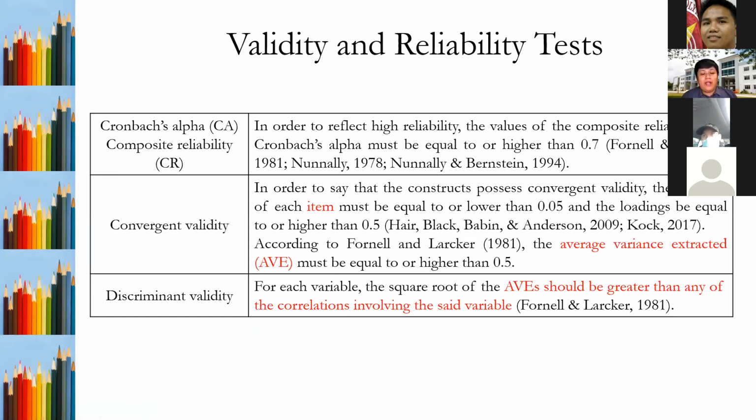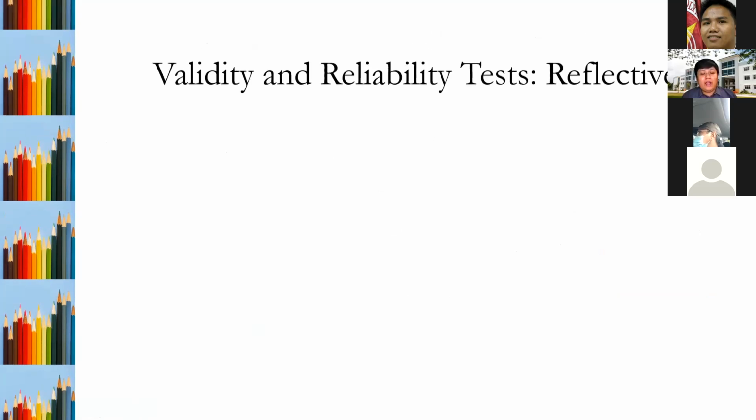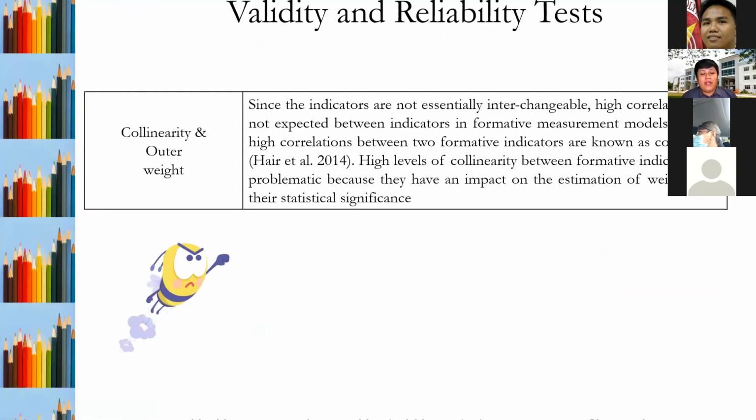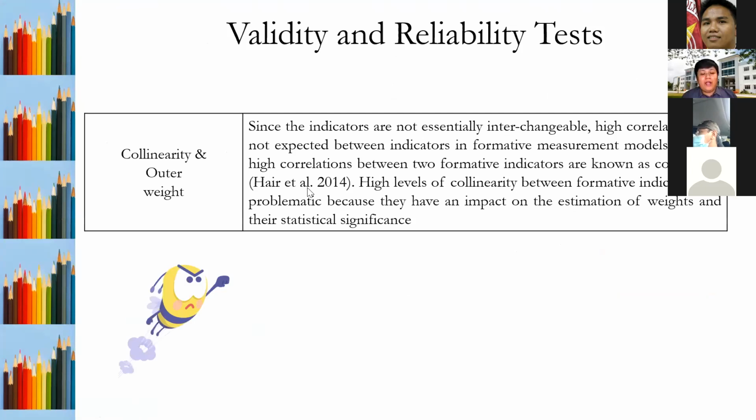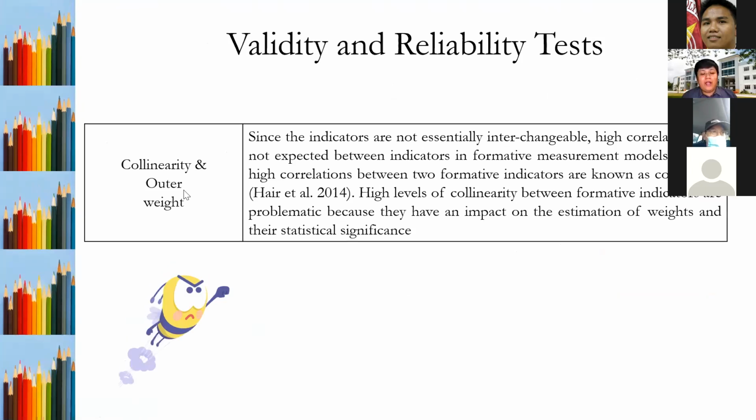And of course, collinearity and outer weights. So how do we measure them? For outer weight, we simply identify the value of the outer weight. Then those outer weights should be significant. For collinearity, of course, there's also a threshold. We can use a cutoff of 3.3. We can also use a cutoff of 5, depending on your sources.